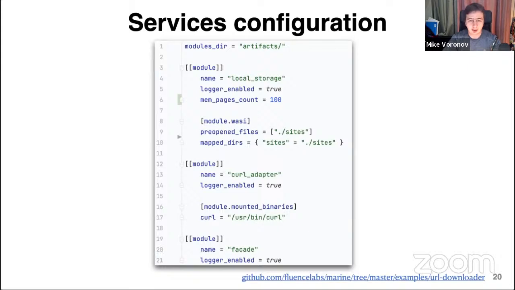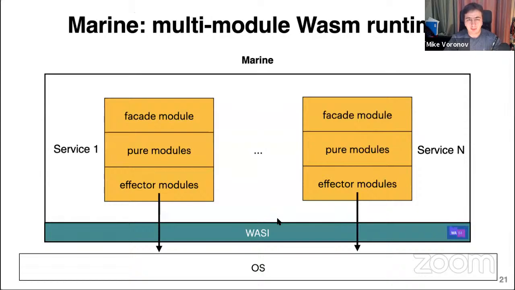because now WASI doesn't support Unix sockets at all, and that's why the easiest way to call external binaries is through CLI, and this is the scheme we are using. For example, if anyone has seen our curl adapter, it uses the curl binary from the system that is mapped to this binary on the file system.